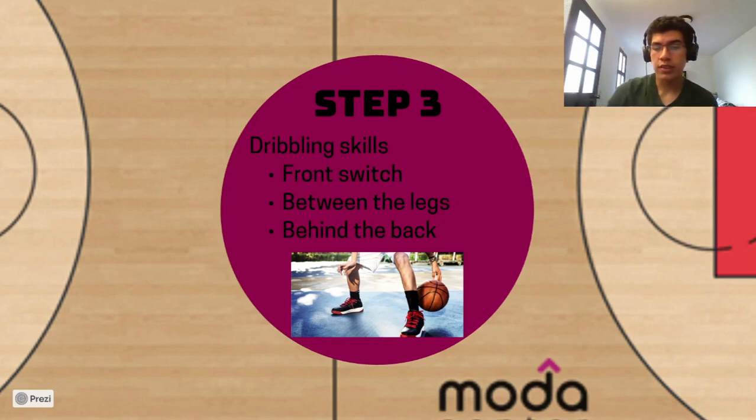The most basic movement in this area is the front switch. Then you could try passing between the legs and also passing behind the back. If you want to do something more complicated, it would be to do those exercises in a row and with more speed. Look at this example.